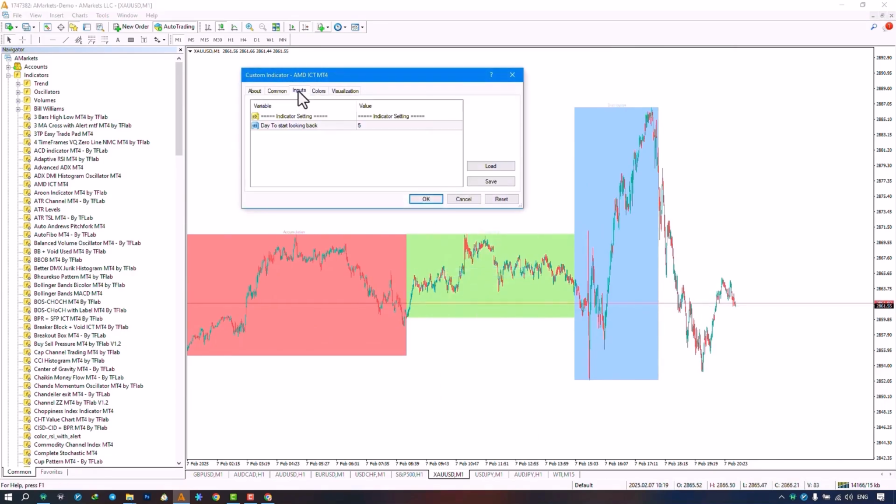There is only one parameter for us, which determines the time duration for displaying the AMD on the chart. You can specify this in this section, which is set to 5 by default, meaning it goes back for 5 days and displays the 3 ranges of accumulation, manipulation, and distribution on the chart.